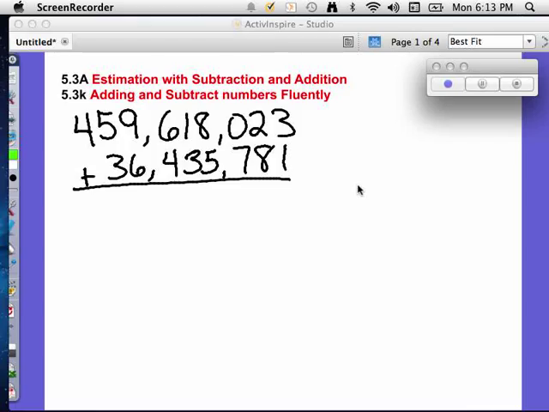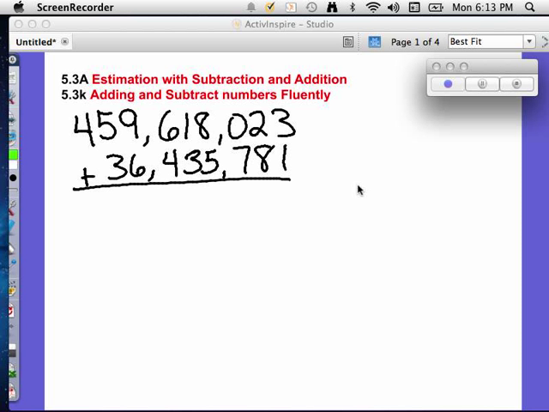1. Extending whole number operation. The first part of Unit 1, students are required to be able to estimate whole numbers as well as subtract and add whole numbers fluently. I'm going to demonstrate one method of estimation called rounding.